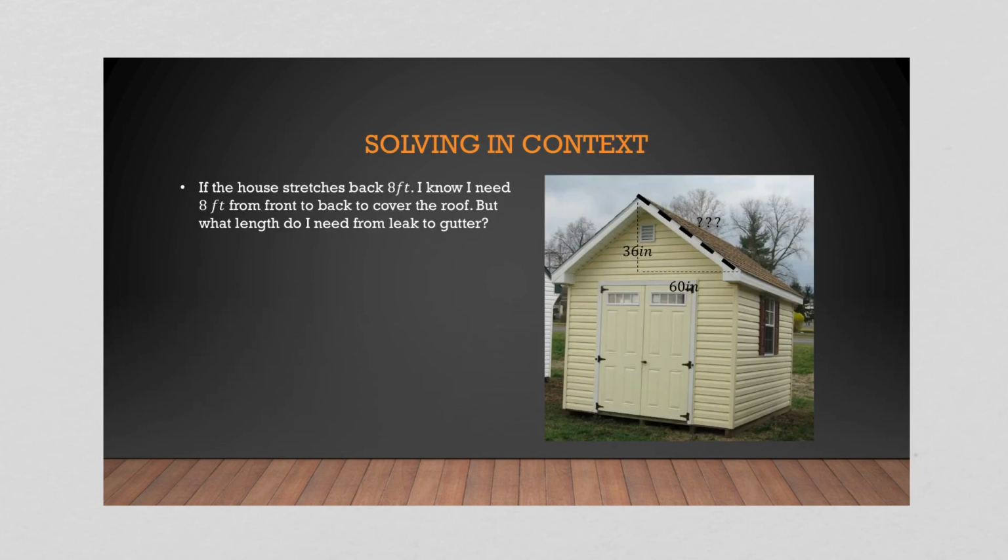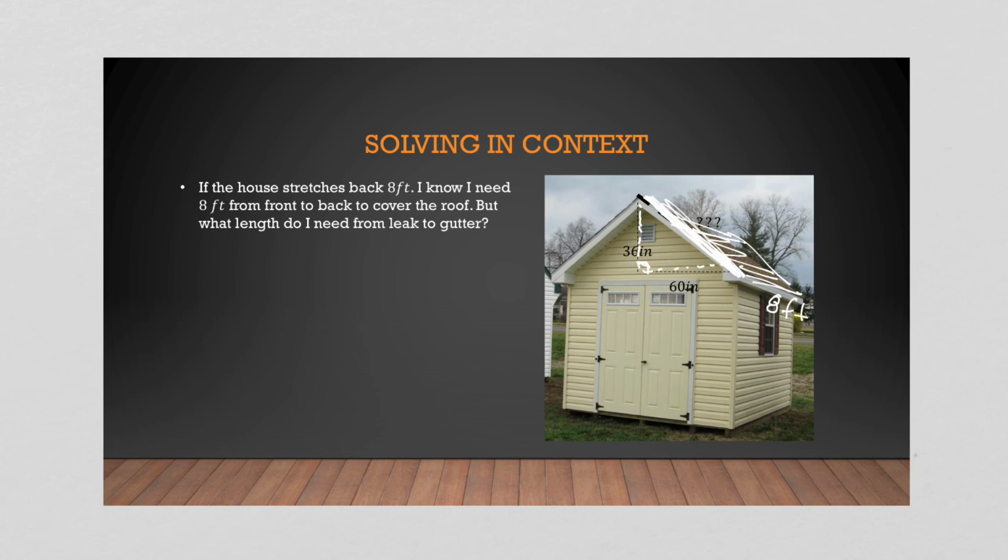So let's look at this in context here. I'm building this little shed in my backyard, and I have to buy plywood to cover this side of my roof. The roof stretches backwards 8 feet, but I don't know the height of the piece of plywood that I'm going to need, that distance right there. But you have these measurements that you took, and you know that the diagonal of the roof is covered by this right angle triangle of length 36 and 60.